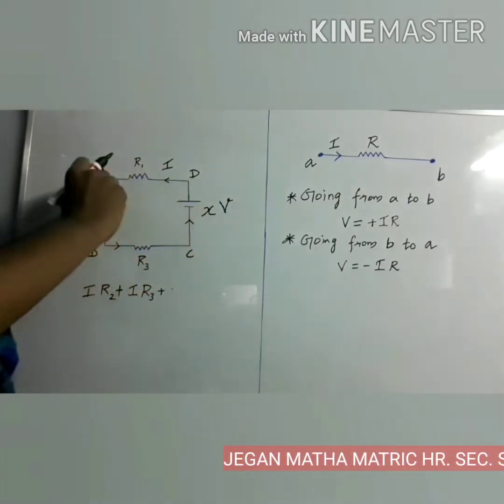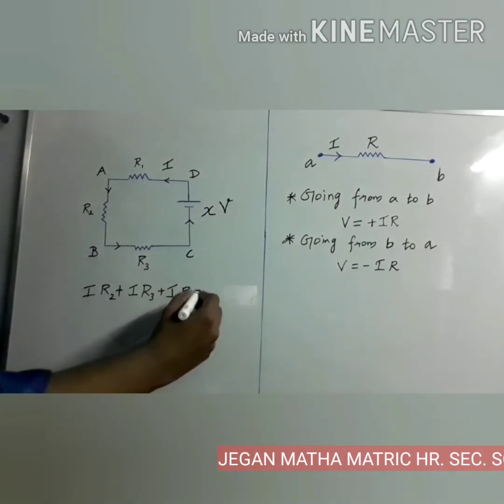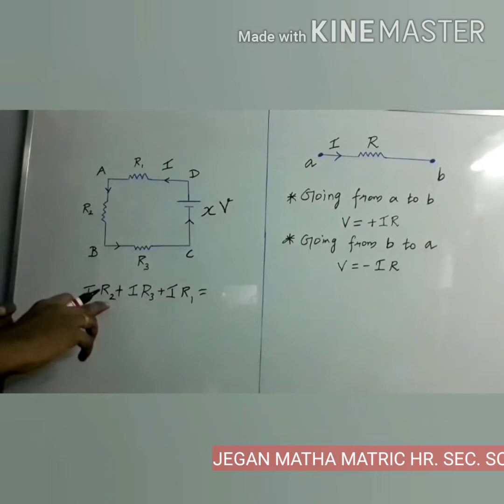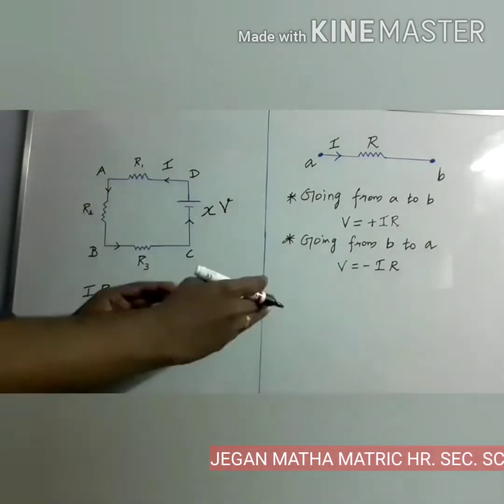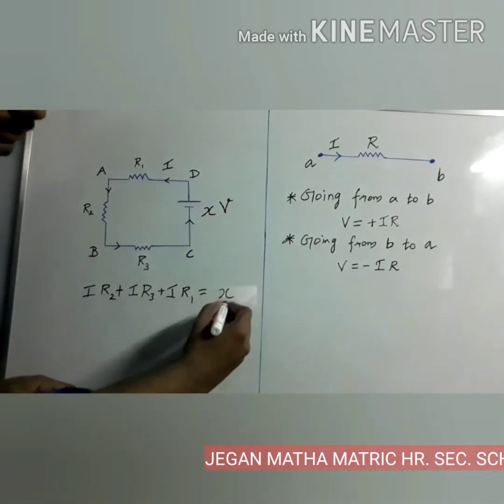So here, DA, what is the current? Same current I. What is the resistance here? R1. So on the left side I have written the algebraic sum of the current and resistance in each part. Now it is equal to the total EMF in the closed circuit. What is the EMF? X.